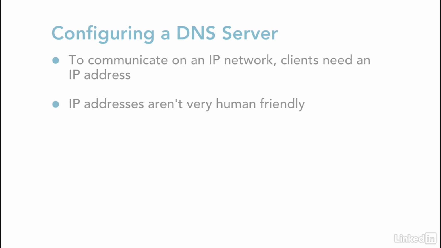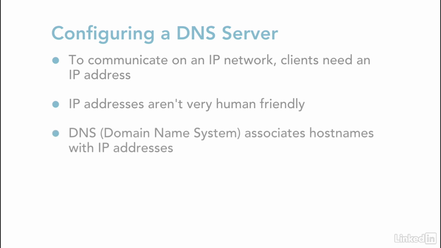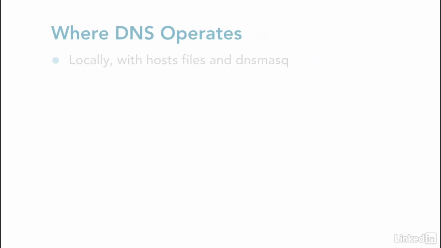So luckily, there's a system to associate human-readable names with the IP addresses. This is called DNS, or Domain Name System. This system can work at various levels. At the smallest level, we can set up a hosts file on our computer that provides a manual association between a name and an IP address. And Linux systems use a tool called dnsmasq to act as a local DNS resolver.